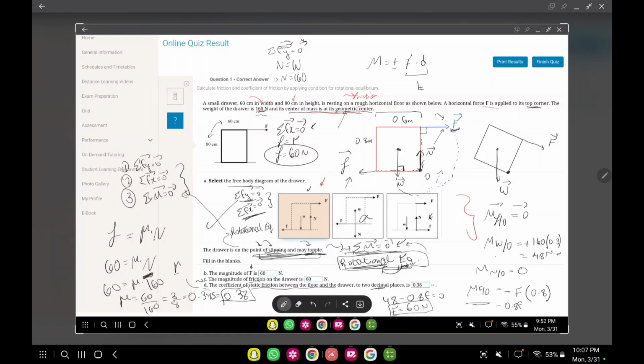What cases do you use for what? You get the hang of it by practicing. If you don't know, just try. Sigma fy equals 0, you're going to see that N is equal to W. Okay, try doing sigma fx equals 0.